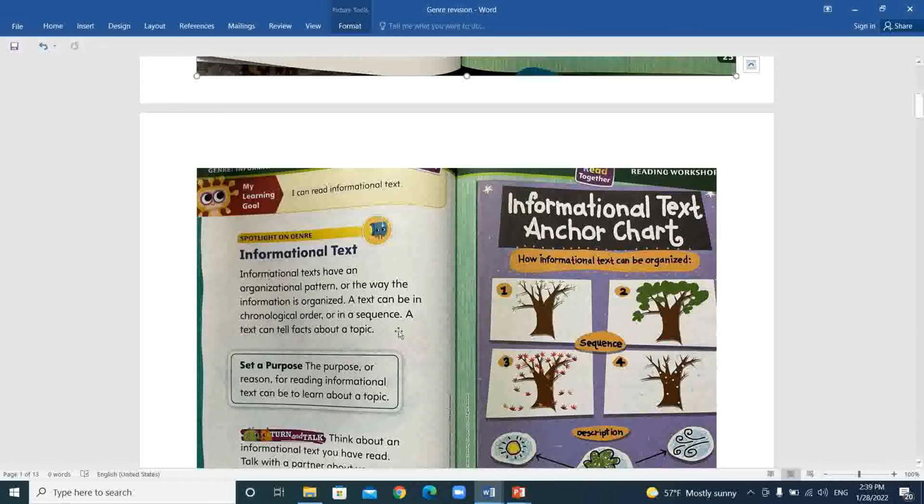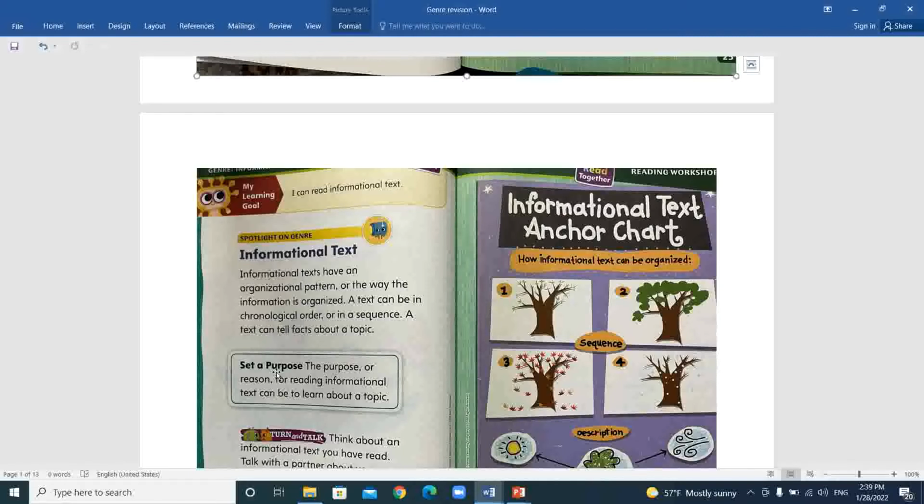And we also started to discuss the purpose of reading an informational text. What is the reason? What is the goal of reading an informational text? To learn or to get information about a topic. So in our first story, we learned and we got information about the life cycle of an animal, the frog, and in the second, we learned or we got information about the life cycle of a plant, such as the sunflower.